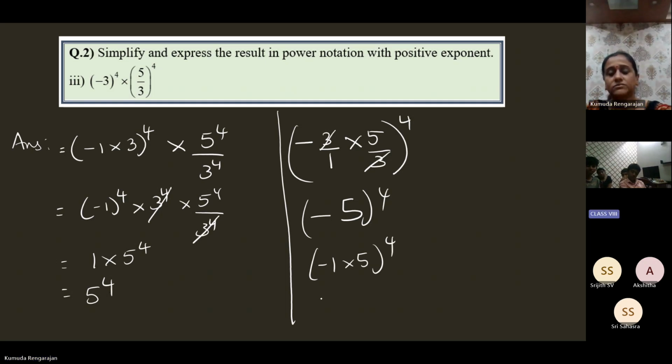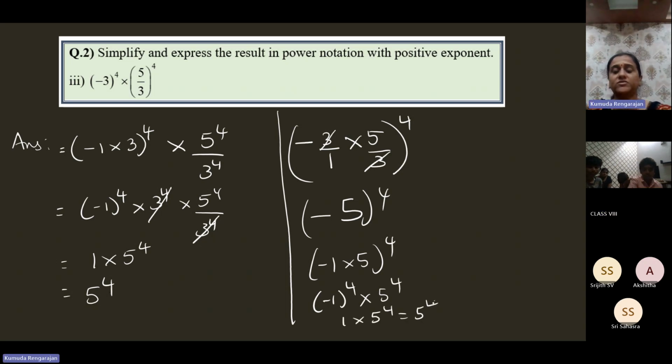The power is an even number, ma'am. So the sign will be positive. Correct. Ma'am, the answer is 625, which is equal to 5 to the power 4. No, no, no, no. You should write it in the exponential form. Leave it with the positive exponent. Ma'am, 625 is equal to 5 to the power 4. No, we already have 5 to the power 4. Why go to 625 and come back to 5 to the power 4? Okay, ma'am.